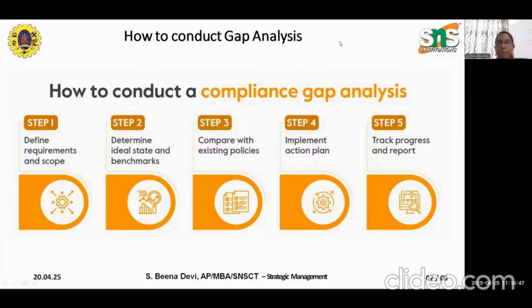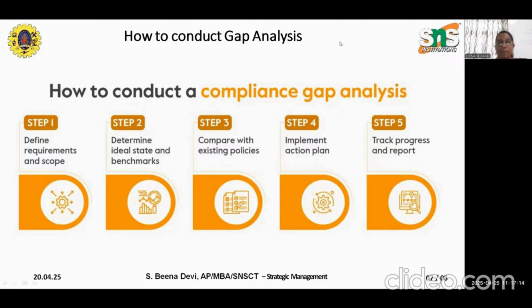Step two will be to determine the ideal state and the benchmark. What should be the ideal state, what we need to do, and what the benchmark has to be need to be determined. So where you are now has to be identified. The first step is where you want to be, and the second step is where you are now. That has to be identified. The difference between them will be step three.